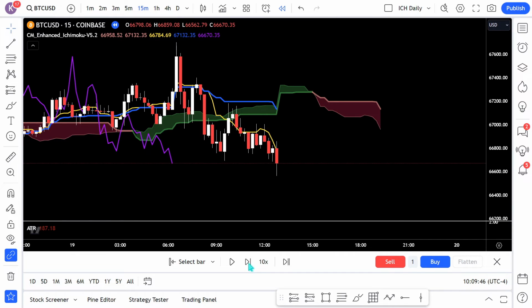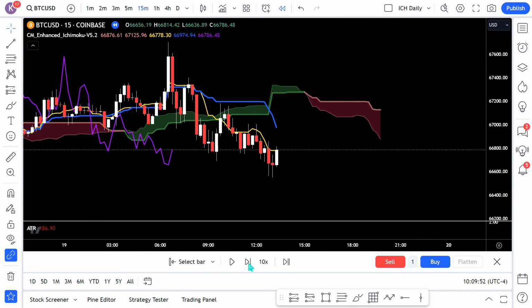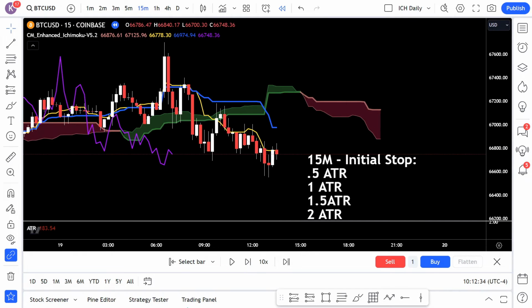Let's say you did decide to wait. Here we closed above the faster moving average. If we get a close back below, then we can take a short. We're on the 15-minute. We need to set our stop loss. Our choices are 0.5 ATR, 1 ATR, 1.5 ATR, or 2 ATR. Which stop loss do you want to use?